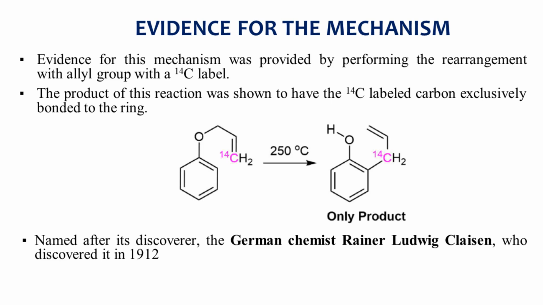Evidence for the Claisen rearrangement mechanism was provided by performing the reaction with an allyl group labeled with 14C. The product showed the 14C labeled carbon exclusively bonded to the ring. This reaction was discovered by German chemist Rainer Ludwig Claisen in 1912.